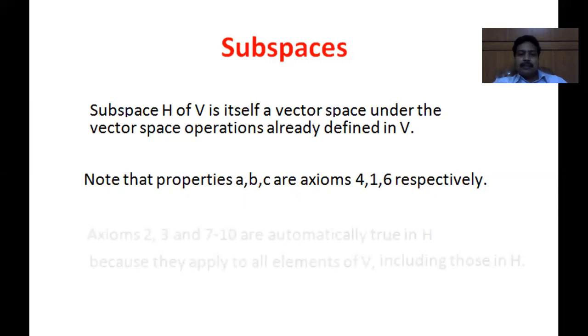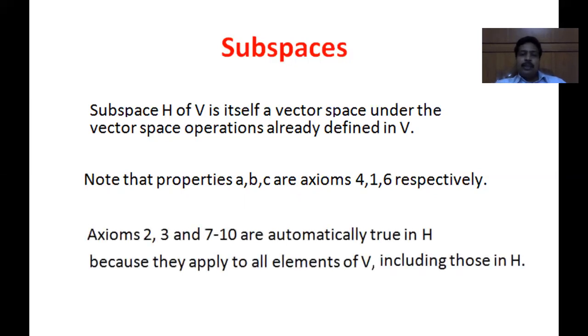axioms, but axioms 2, 3 and 7, 8, 9, 10, these six axioms are automatically true in H, since they apply to all elements of V, including those in H. There will be two types of rules or axioms. One type is common to all elements; the other type is to be checked separately, individually. So these six axioms are automatically true in any subset of V.